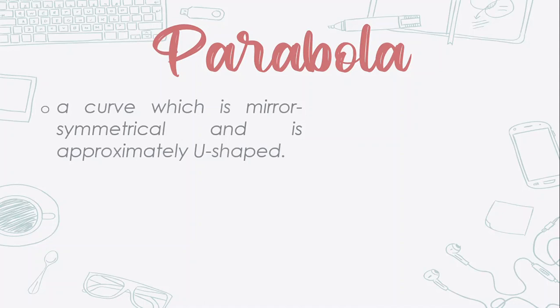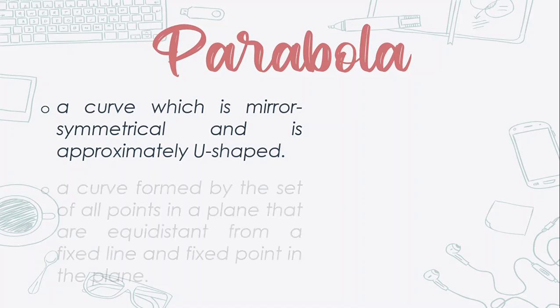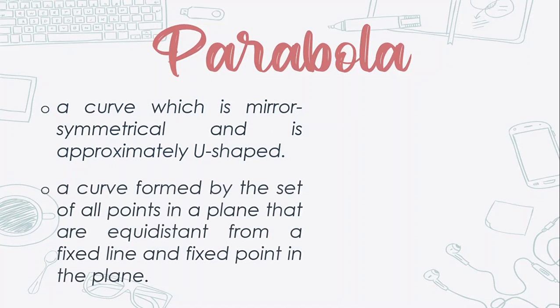Now, a parabola is a curve which is mirror symmetrical and is approximately U-shaped. And we all know that a parabola is the graph of a quadratic equation. Also, a parabola is a curve formed by the set of all points in a plane that are equidistant from a fixed line and a fixed point in the plane.